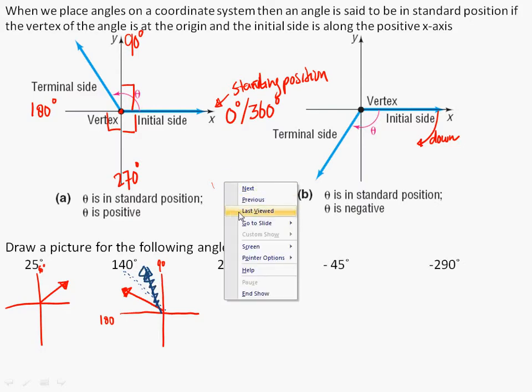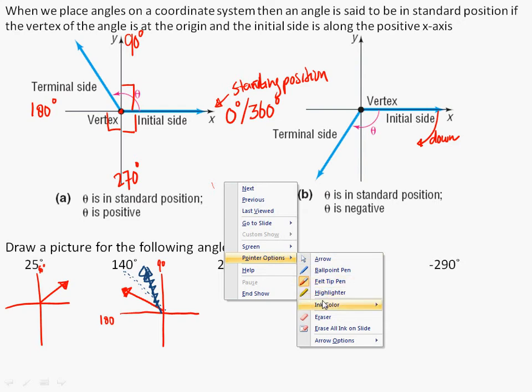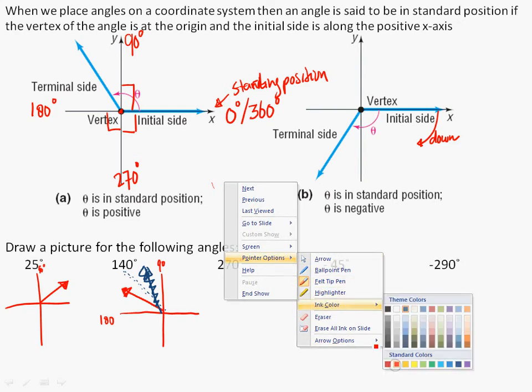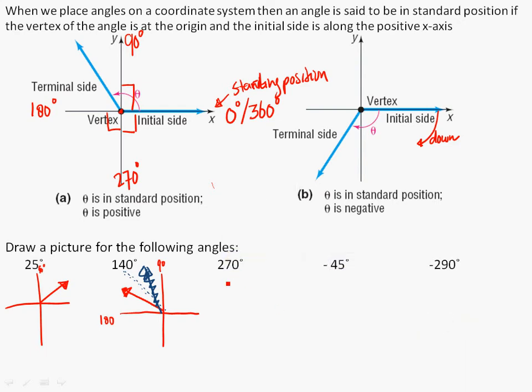Other than that, you don't have to be too precise, unless I want to give you something that you can really measure with, like a protractor, because otherwise there's no way to do that. So how do you show 270 degrees?